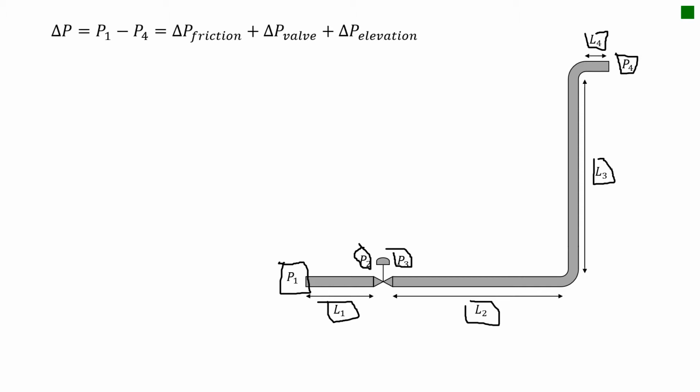The first thing we want to do is find the total delta P across the system. In this case, P1 minus P4. And we know what those pressures are. And the difference in pressure between P1 and P4 is due to the frictional pressure loss in the pipeline through the straight lengths of pipe and through the elbows. We also have a pressure drop across the valve and also a pressure drop due to the change in the elevation of the pipeline.